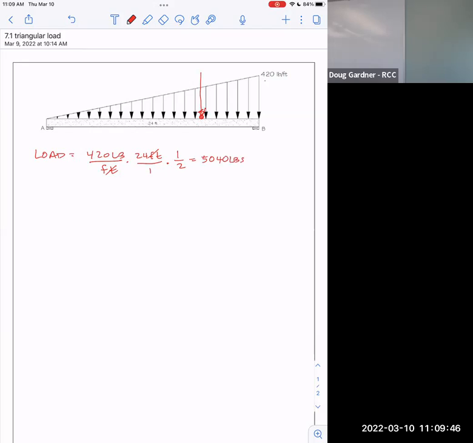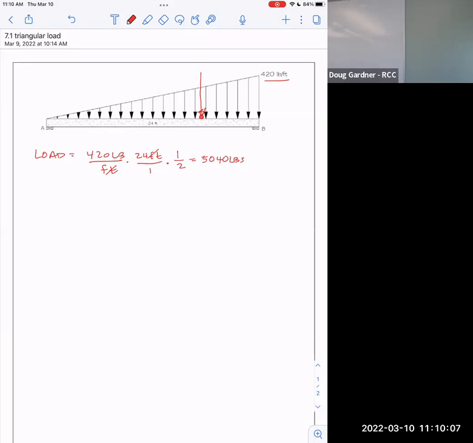And so it is actually important that 420 is pounds per foot. That might bother you a little bit. I mean, it did me for a while. That's not 420 pounds. Well, it is 420 pounds right there at the end, but it's per foot. So every single foot would have 420 pounds. But then as you move to the left, it gets less and less and less.